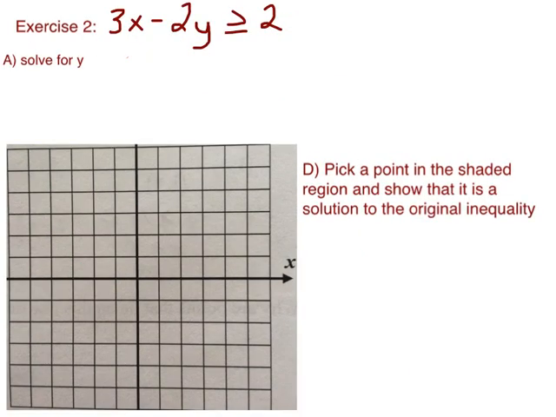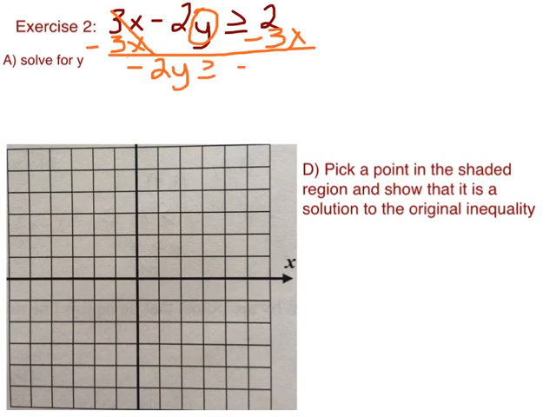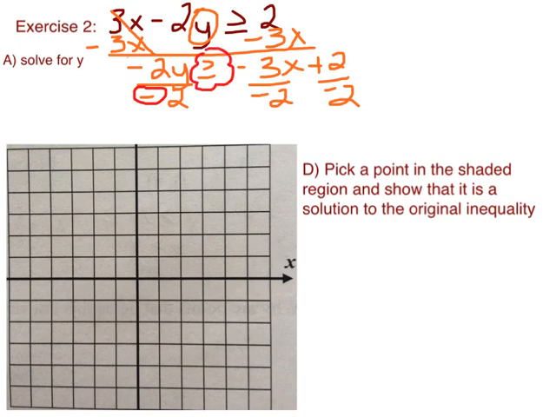All right, exercise number 2, 3x minus 2y is greater than or equal to 2. We have to get y by itself. So I'm going to say, all right, minus 3x on both sides. Cancels out. I'm going to have negative 2y is greater than or equal to negative 3x plus 2. I'm going to divide by negative 2. Warning bells should be going off right now because I'm dividing by a negative sign. Don't forget, when I divide by a negative, I have to flip my inequality.